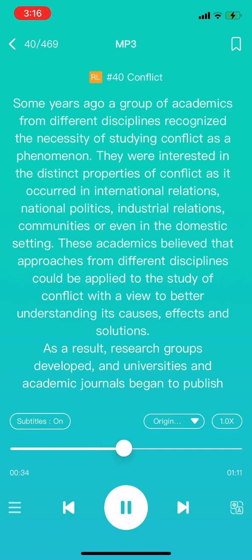As a result, research groups developed, and universities and academic journals began to publish papers on conflict theory, as it came to be called. Unfortunately, many other academics didn't welcome this new discipline. They couldn't reconcile it with traditional scholarly practices because it had both a practical nature and an analytical approach. Nevertheless, the new discipline continued to develop, and the field grew and spread, and conflict theory now has the same prestige as other academic areas of research and study, despite the early criticism it attracted.